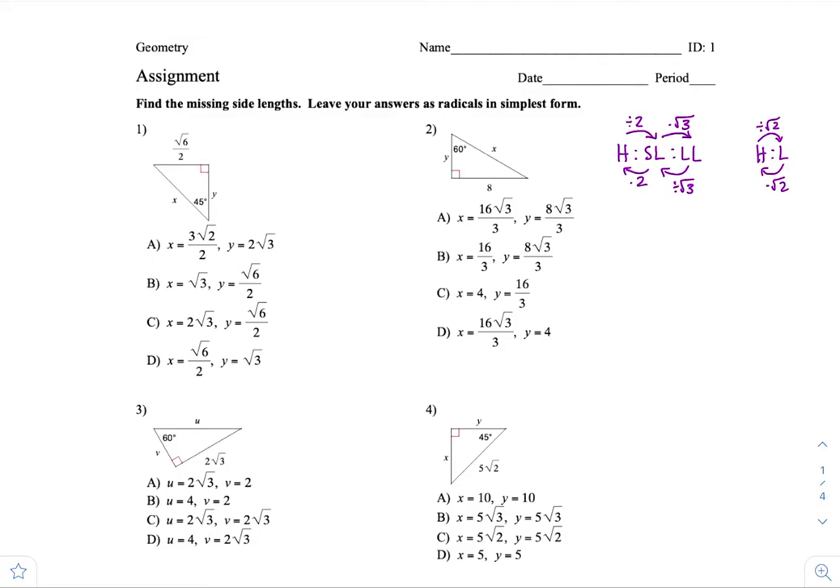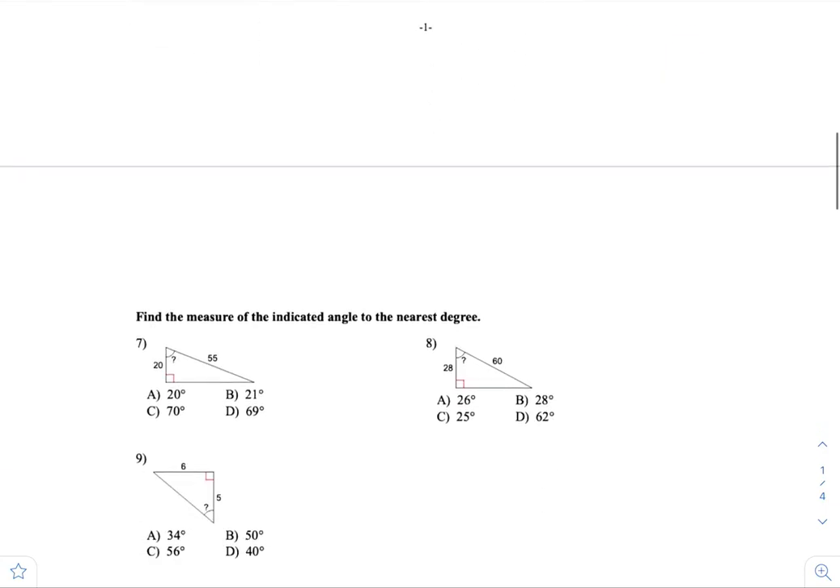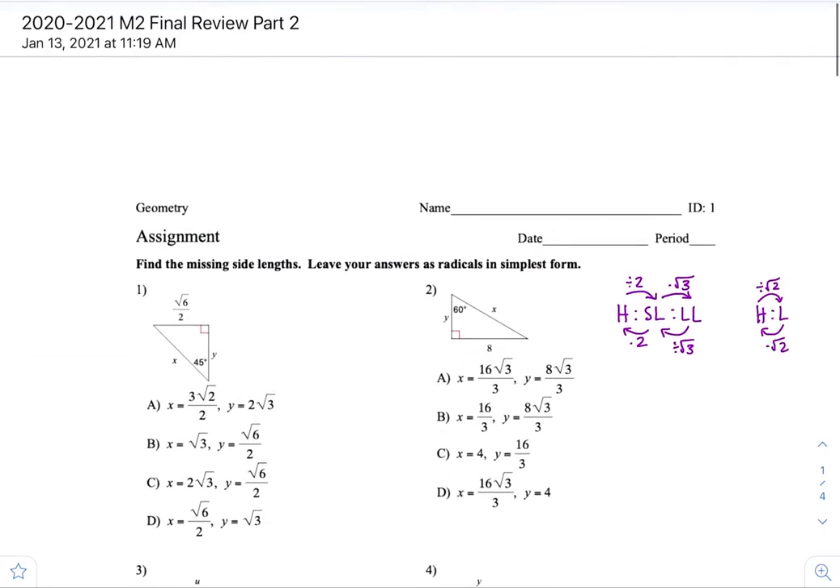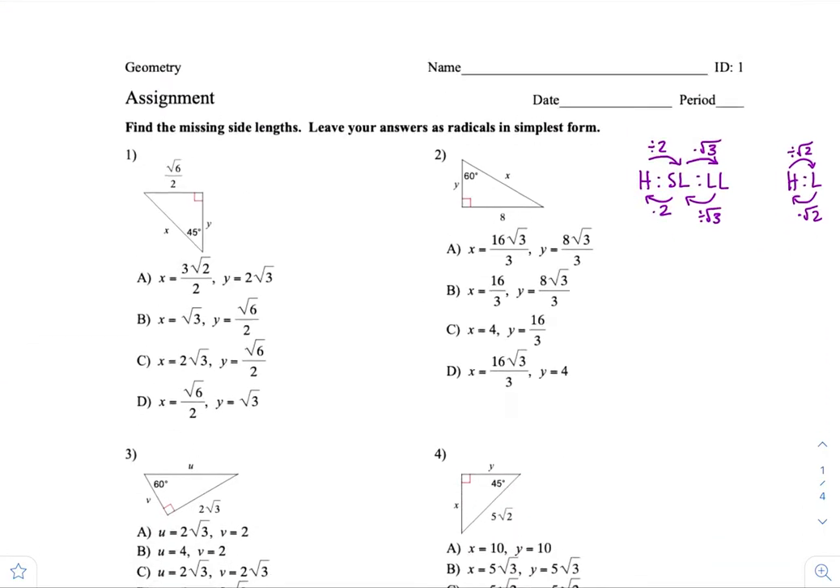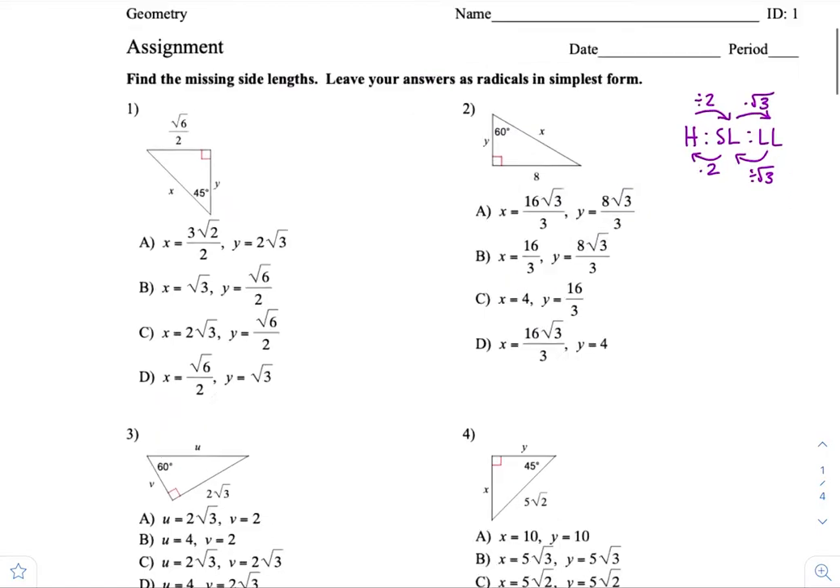Alright, here's your guys' final review, part 2. So, first we got a slew of problems with 30, 60, 90 and 45, 45, 90 degree triangles. So we'll take a look at number 1.